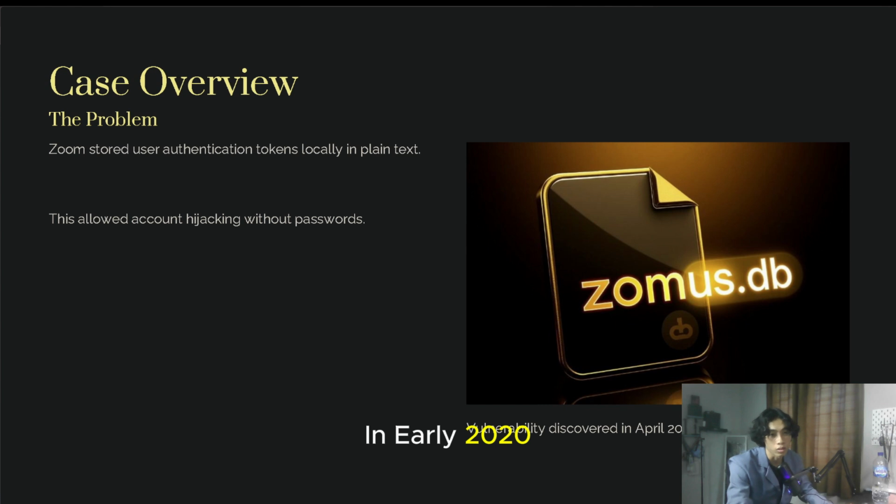In early 2020, Zoom faced a serious security flaw in its Windows client. The app was storing user identification tokens in plain text on local machines. These tokens act like digital keys that keep you logged in. But if someone, like a hacker with malware access, could find and copy them from your computer, they could log in as you without ever needing your password. That means they have full access to your Zoom account, meetings, chats, and even cloud recordings.